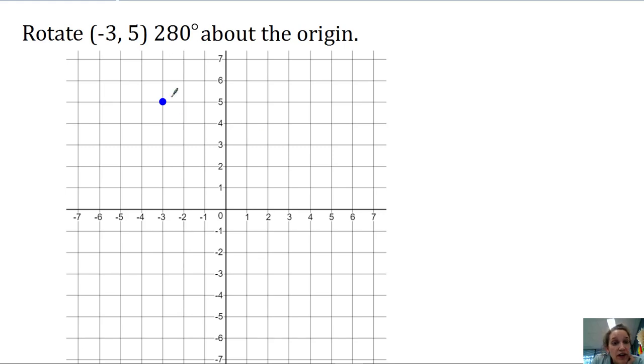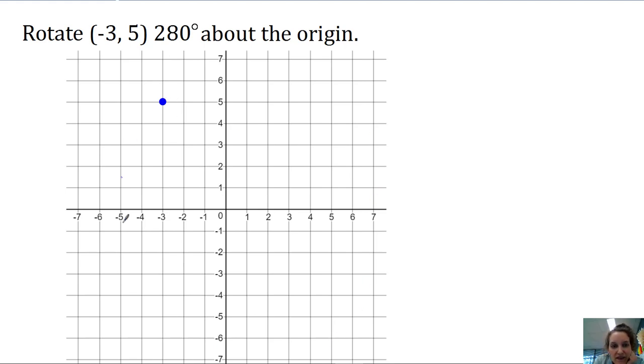In this problem, we are going to rotate a point about the origin, except this time we are not rotating in increments of 90 degrees, nor are we starting on an axis. So our point is just kind of floating here. We're going to rotate it counterclockwise 280 degrees about the origin.